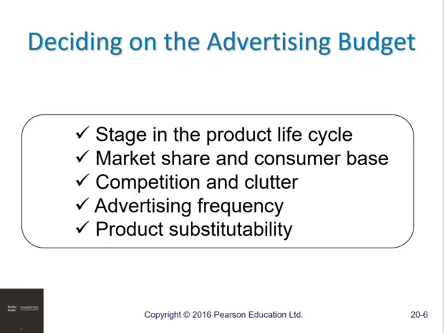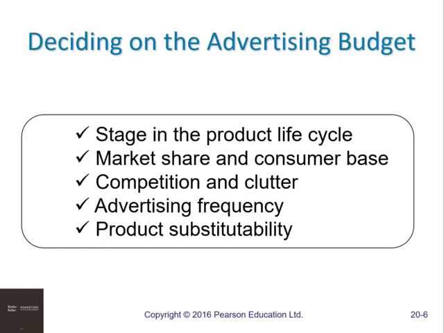Number 2, market share and consumer base. High market share brands usually require less advertising expenditure as a percentage of sales to maintain share. Number 3, competition and clutter. In a market with a large number of competitors and high advertising spending, a brand must advertise more heavily to be heard. Number 4, advertising frequency.